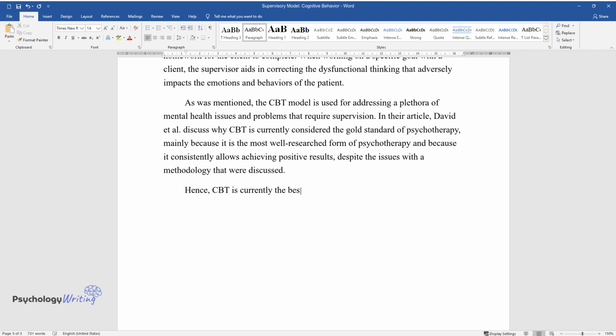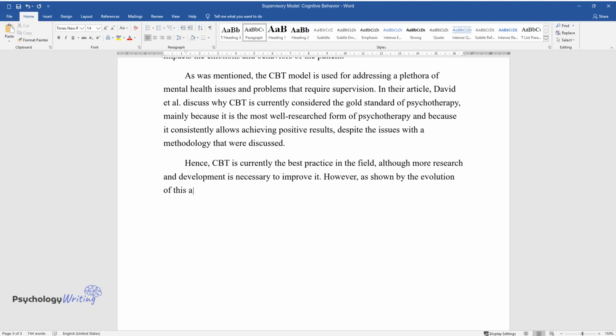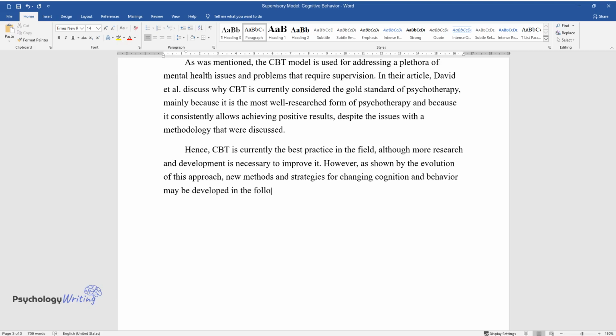Hence, CBT is currently the best practice in the field, although more research and development is necessary to improve it. However, as shown by the evolution of this approach, new methods and strategies for changing cognition and behavior may be developed in the following years.